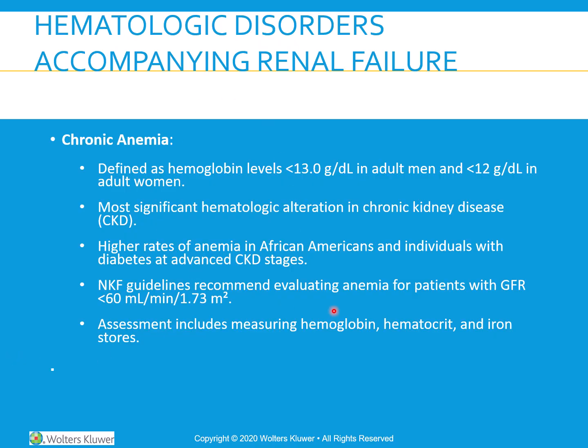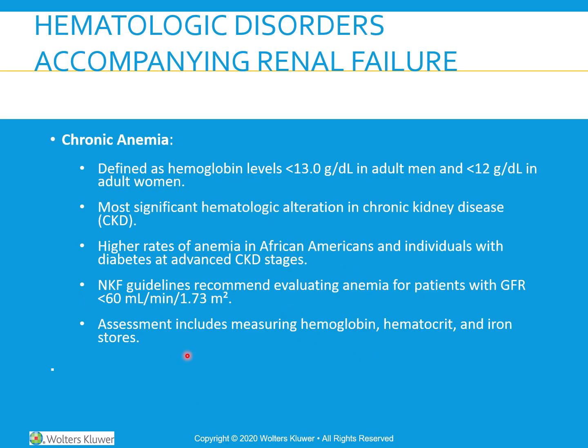Okay, so moving on to some of what we would call hematologic disorders that go along with renal failure. One big one is chronic anemia. This is any hemoglobin less than 13 in men and less than 12 in women. This is really the most significant hematologic alteration in chronic kidney disease. We see higher rates of anemia in African American patients and those with diabetes as they reach these advanced CKD stages. The National Kidney Foundation guidelines recommend evaluating anemia for any patient who has a GFR less than 60.